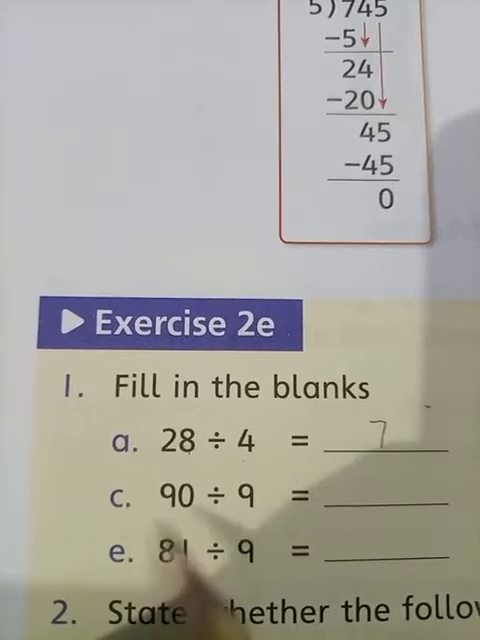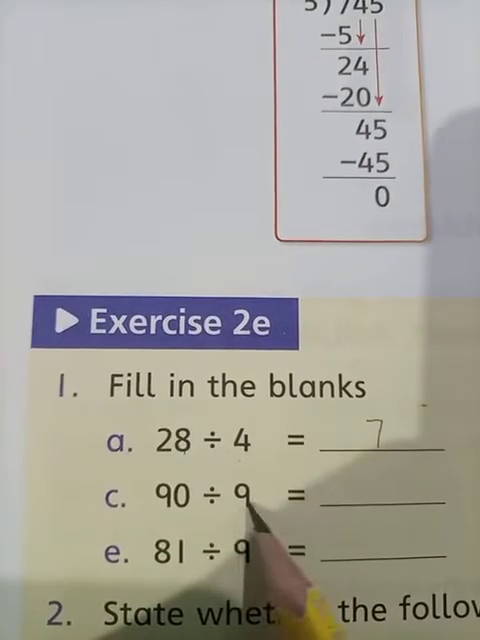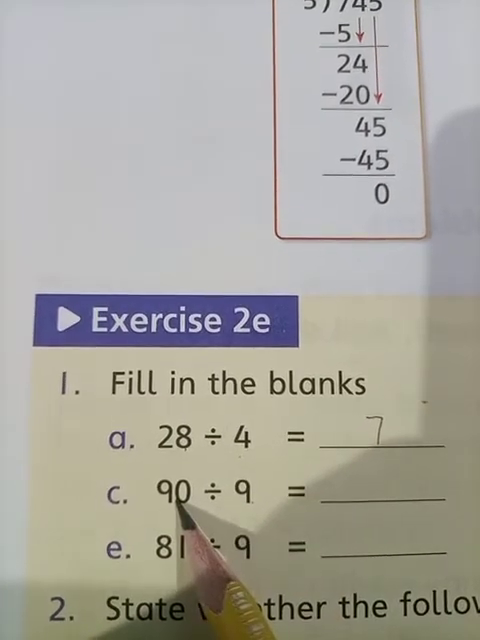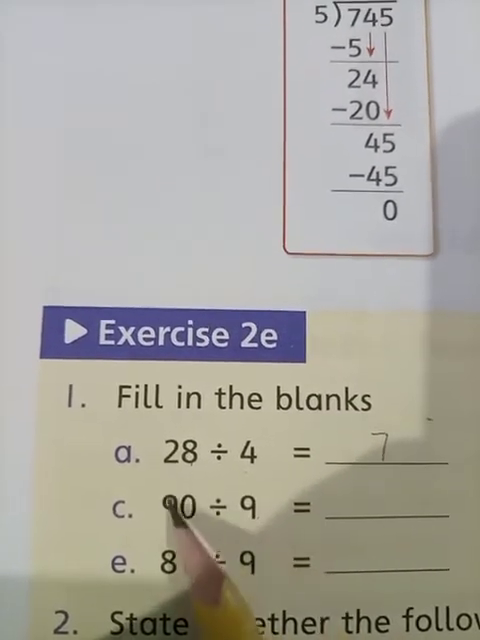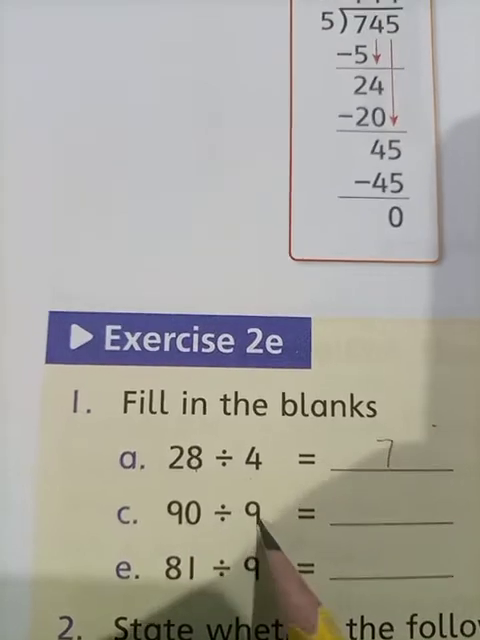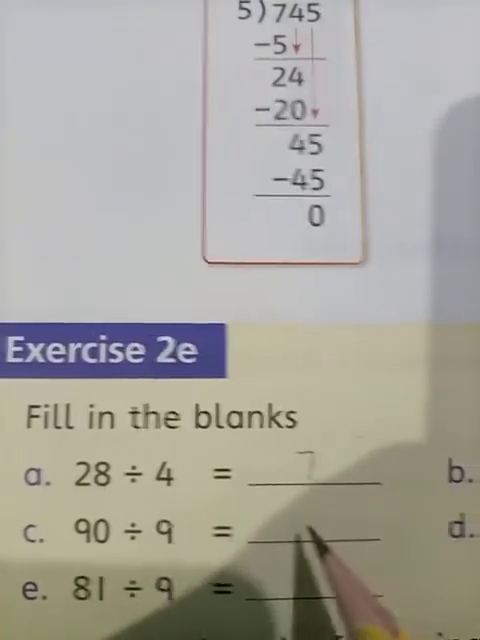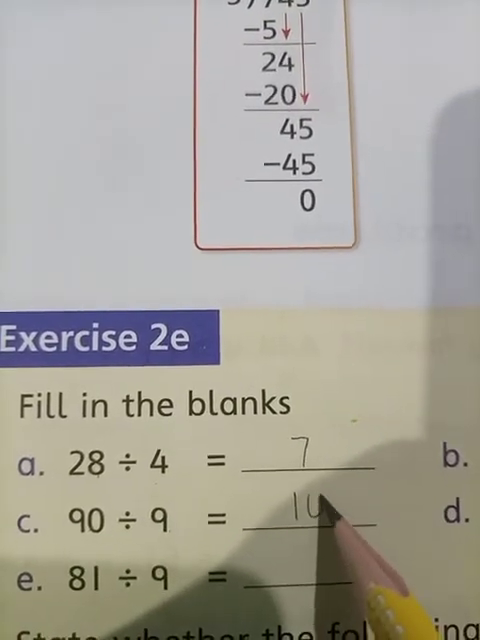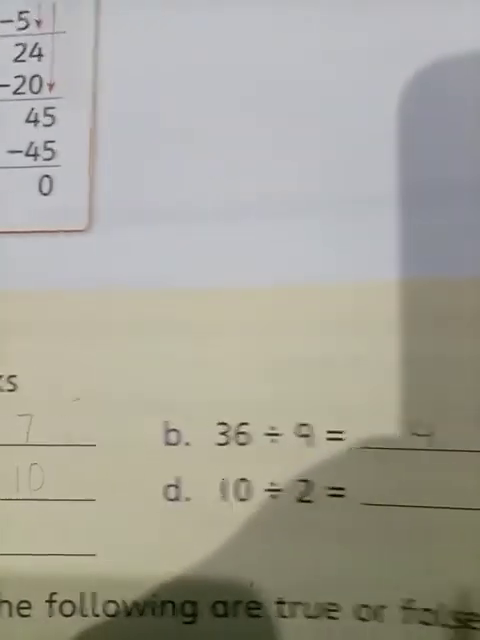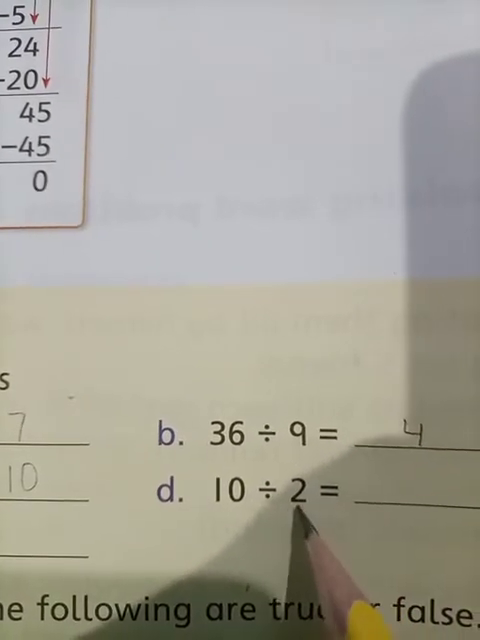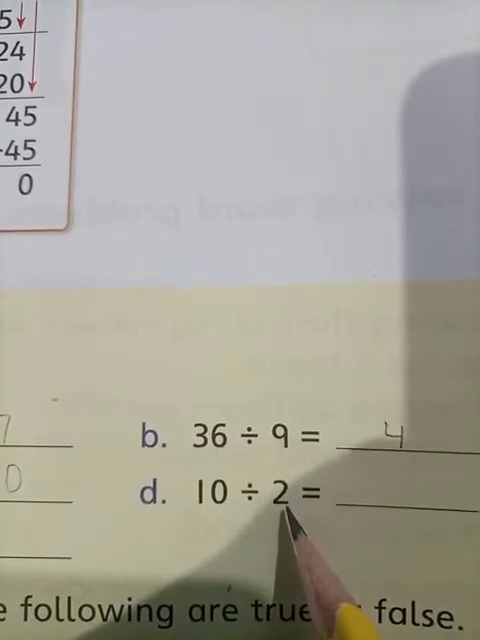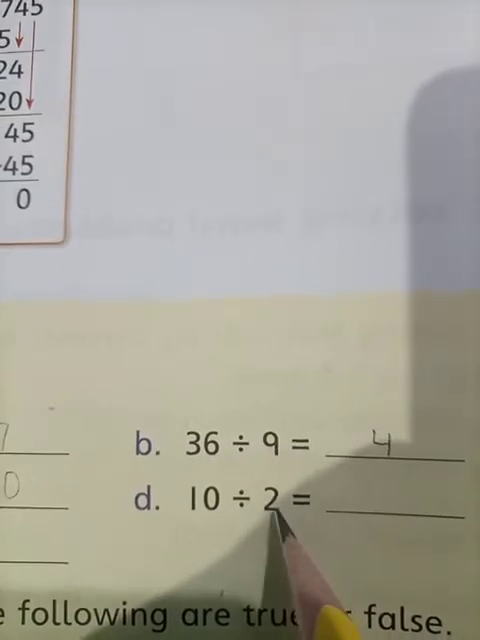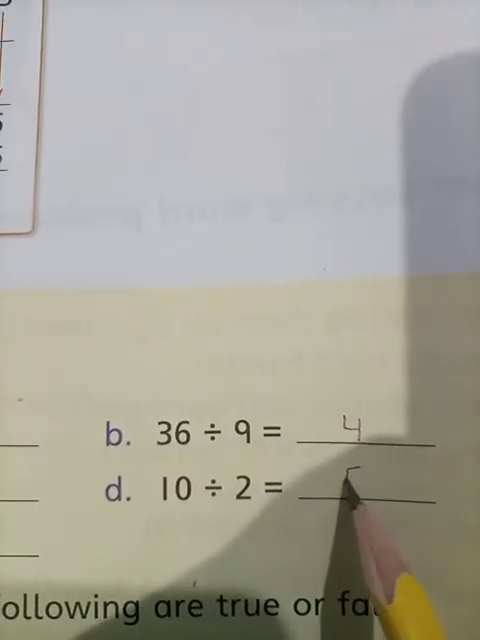Next, come toward part C. So students, read the table of 9 until we get the number 90. Yes, in the last, very good, in the last we got the number 90. 9 10s are 90. So 10 is my answer. Next is our part D. Students, I am going to read the table of 2 until I get the number 10. Students, the table of 2 is very easy. Quickly tell me. Yes, 2 5s are 10.